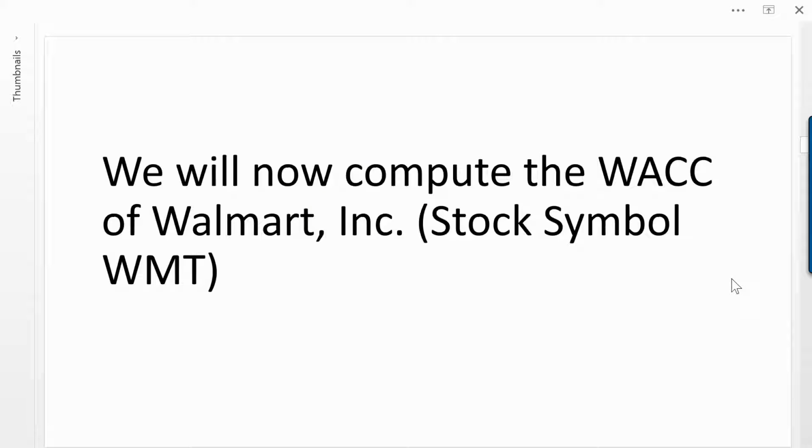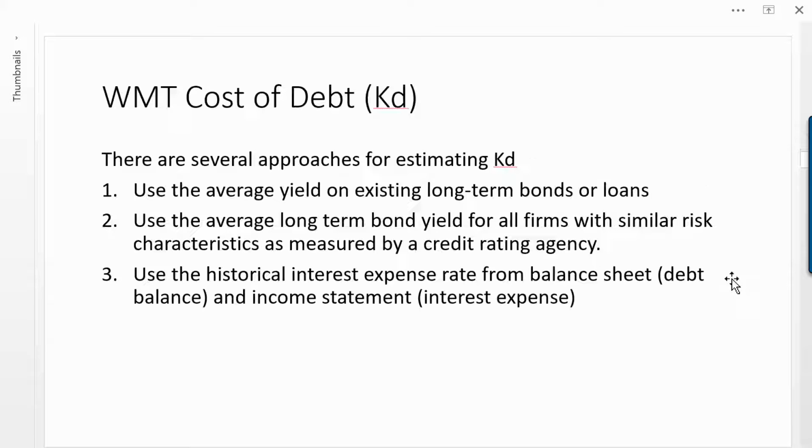We'll now compute the WACC of Walmart, which is a stock symbol WMT. So the first thing we're going to calculate is Walmart's cost of debt. Now there are several approaches for calculating the cost of debt. You could use the average yield on existing long-term bonds or loans. You can either look into the balance sheet or go on some of the financial services to see the bonds that are listed.